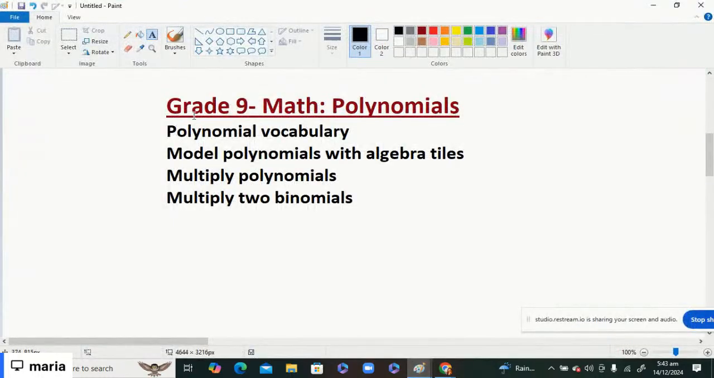So now, today we are here discuss grade 9 maths. The chapter name is polynomial. Here are the list of the lessons. Polynomials vocabulary, models polynomials with algebra tiles, multiply the polynomials and multiply two binomials. Hope you guys understand this lesson. You can find all these lessons on aplusstudent.com. You have to log in by using their email and the passwords that are provided by the administrator.